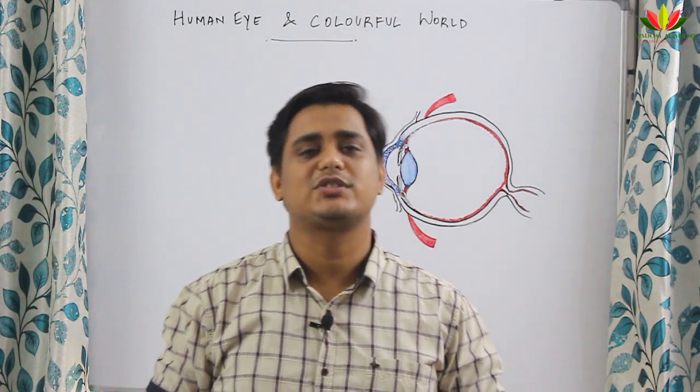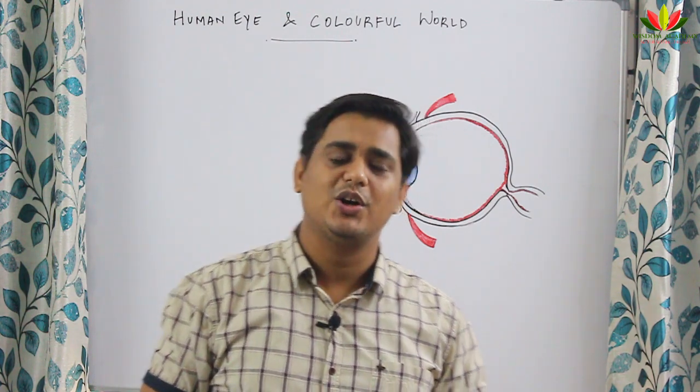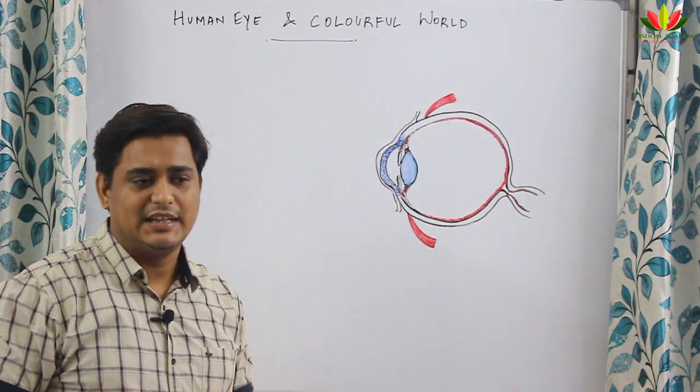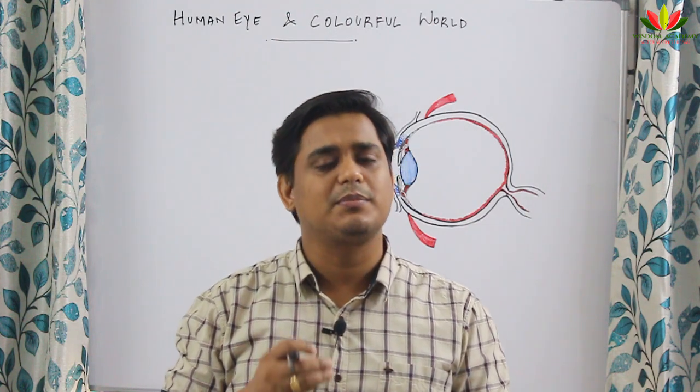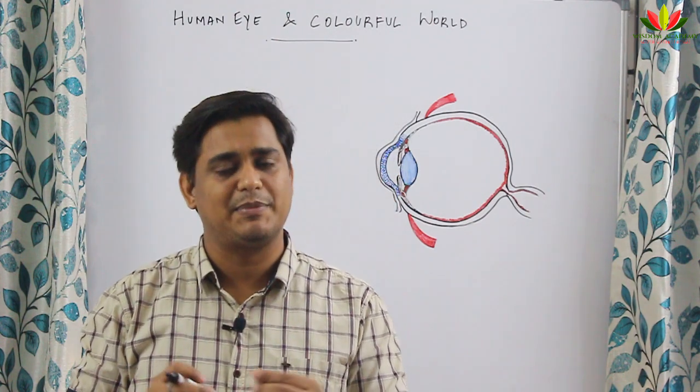In this video, we are going to start the new chapter, and the chapter name is Human Eye and the Colorful World. In this chapter, you will be learning about what is an eye, what are the functions of the eye, what are the defects of the eye. You will learn about the prism and the dispersions of the prism. Then you will learn about some concepts of atmospheric refraction and its application.